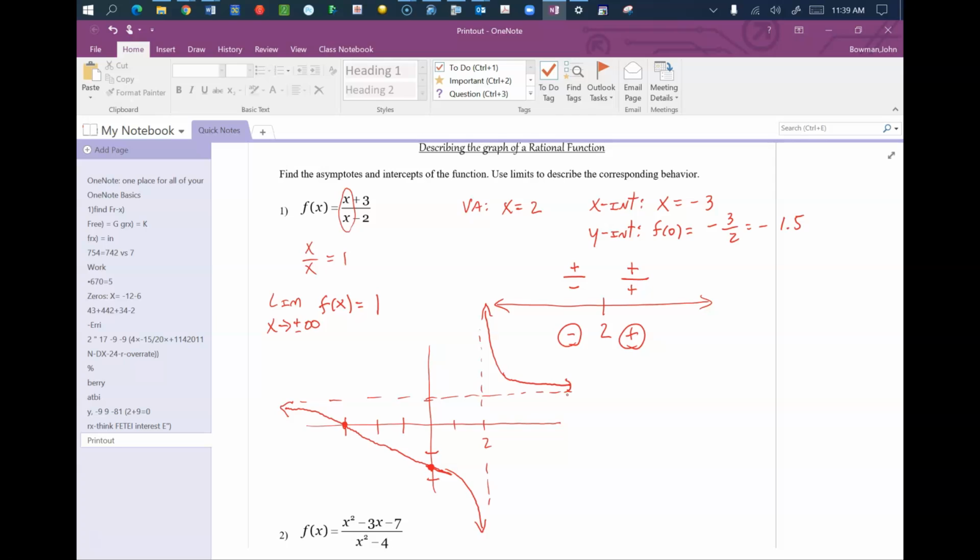So we have to write down the limit notation for our vertical asymptotes. So as x approaches 2 from the left, f of x approaches -infinity. As x approaches 2 from the right, f of x approaches positive infinity.